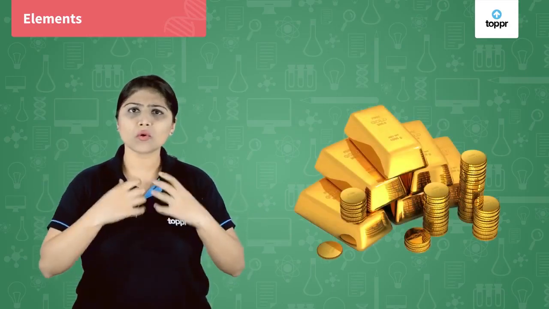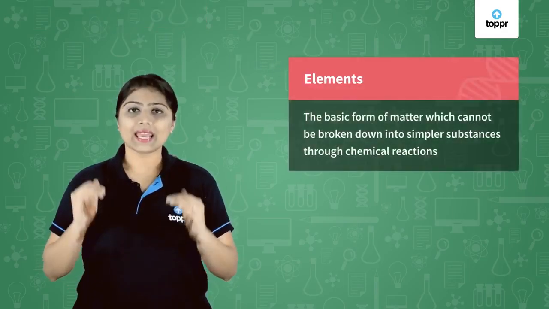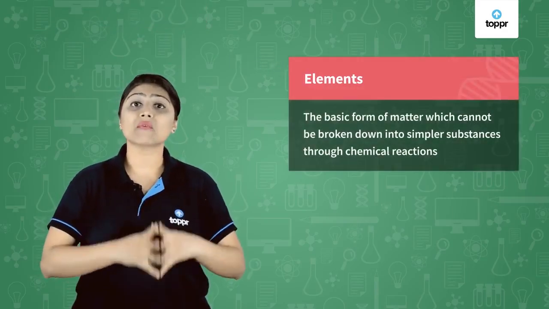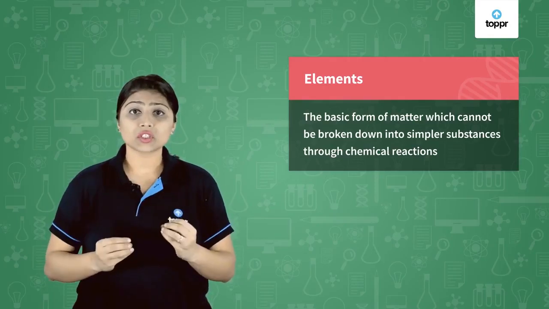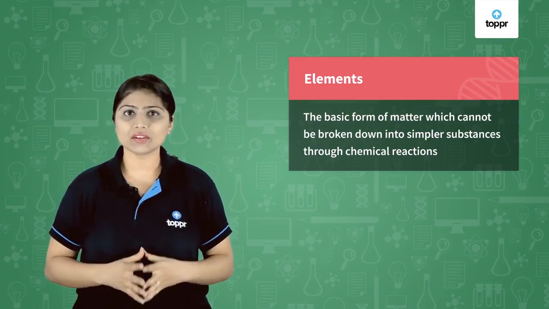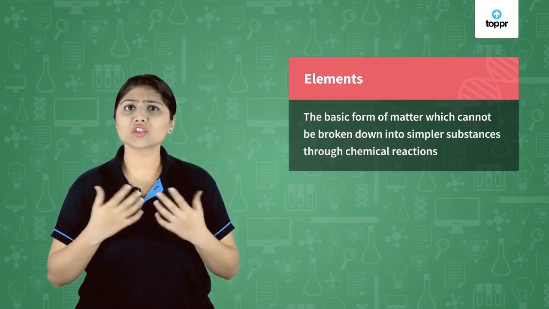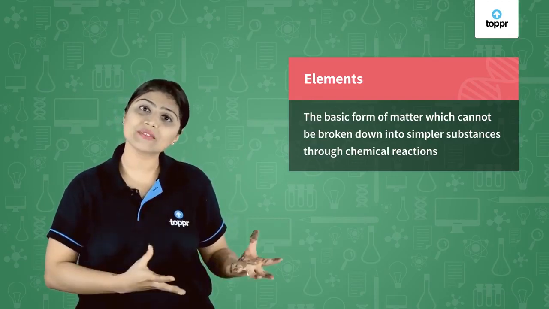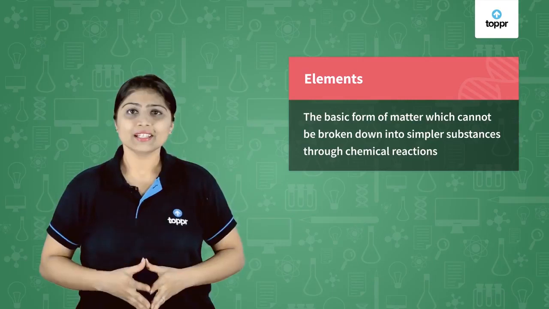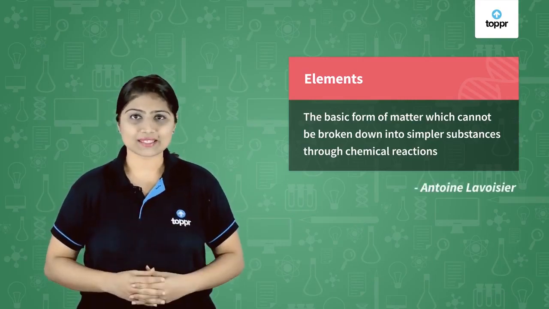Even gold is just made of gold particles. It is just the same throughout. So an element is the basic form of matter which is just made up of one kind of particles. An element is defined as the basic form of matter which cannot be broken down into simpler substances through any chemical reaction. That means if you want iron to be broken down into simpler substances, it is not possible because iron itself is the simplest substance. This definition was given by Antoine Lavoisier, a French chemist.